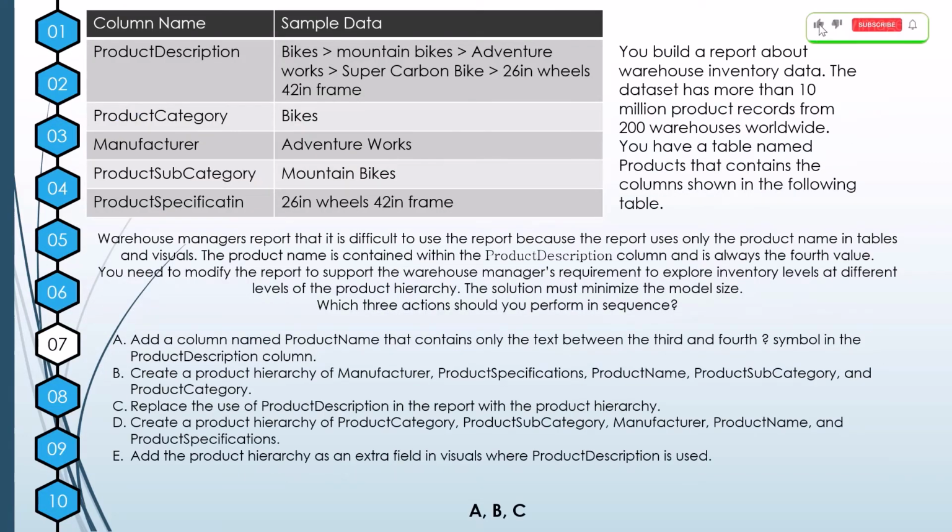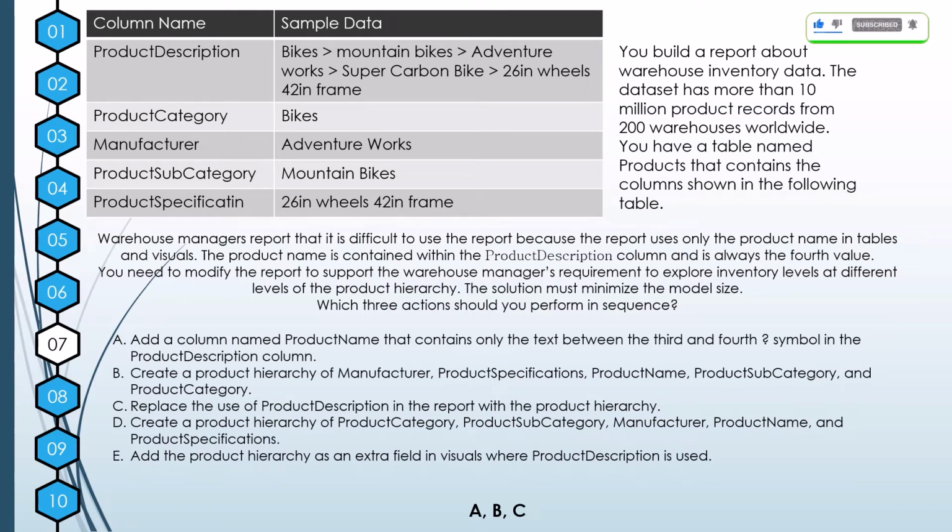You build a report about warehouse inventory data. The data set has more than 10 million product records from 200 warehouses worldwide. You have a table named Products that contains the columns shown in the following table. Warehouse managers report that it is difficult to use the report because the report uses only the product name in tables and visuals. The product name is contained within the product description column and is always the 4th value. You need to modify the report to support the warehouse managers' requirement to explore inventory levels at different levels of the product hierarchy. The solution must minimize the model size. Which 3 actions should you perform in sequence?